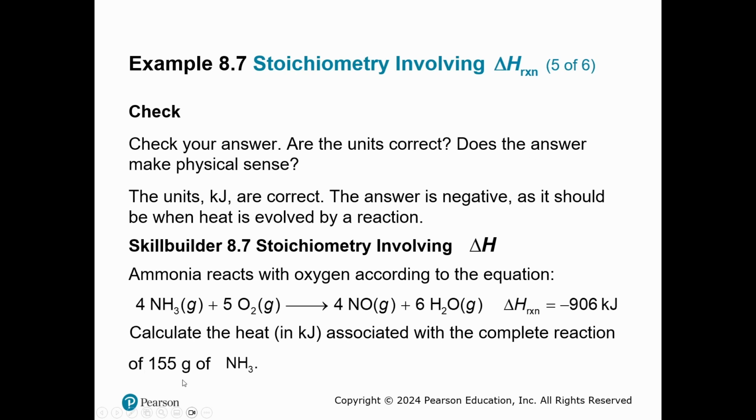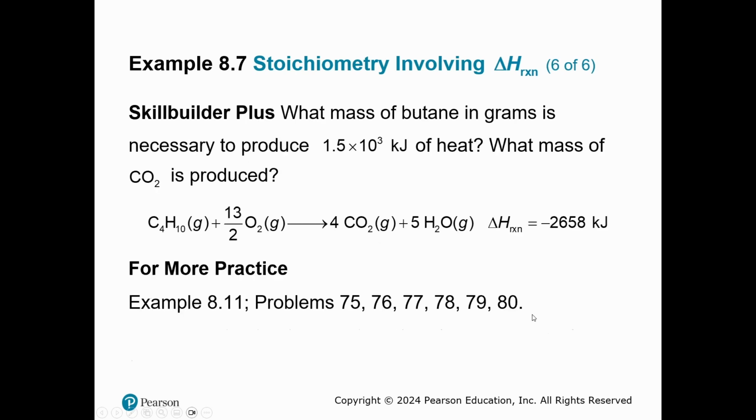So we have 155 grams of ammonia. That's way more than 1 mole. 1 mole weighs 17 grams. So we can guarantee that the delta H of this reaction is going to be way larger than 906, at least by close to an order of magnitude, because ammonia weighs 17 grams. Well, we almost have 10 times of what a mole is, so we should have almost 10 times of what this is. Just a real quick logical check.